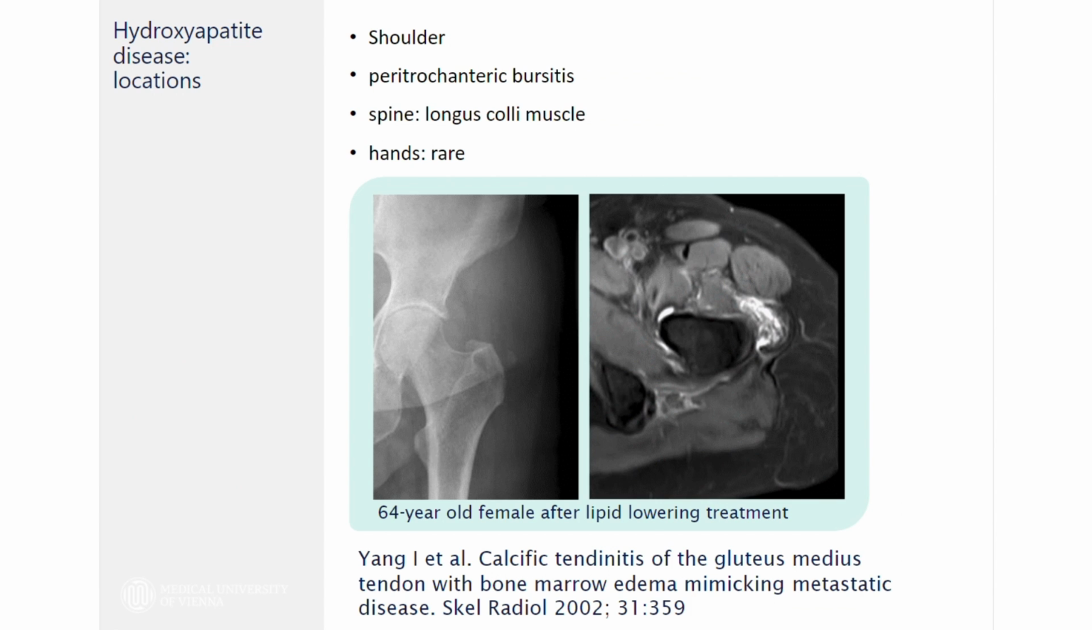Hydroxyapatite disease not only occurs at the shoulder, where we all know it, it also may be observed in the hip, as we see here. If it was related to lipid-lowering treatment or not is something that is still open and under speculation. We don't have any evidence proof of it. Sometimes it may also be observed in the spine and in the hand.